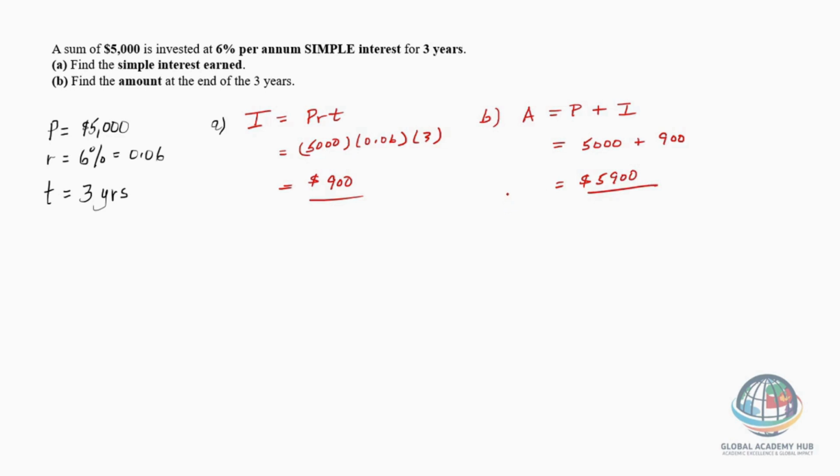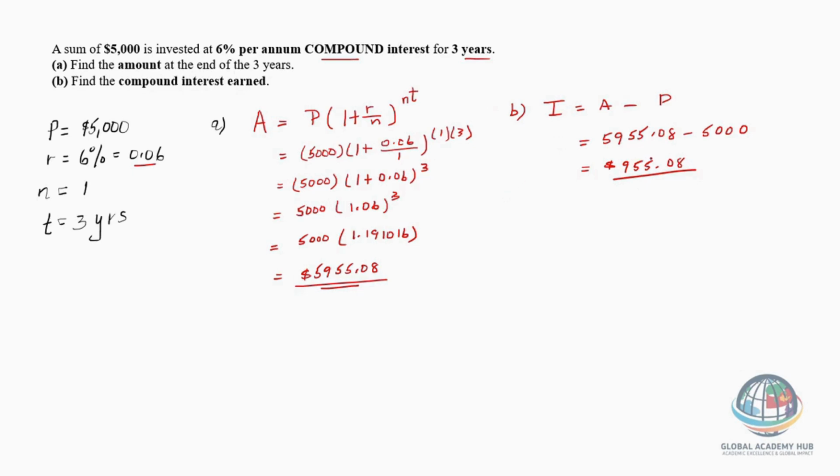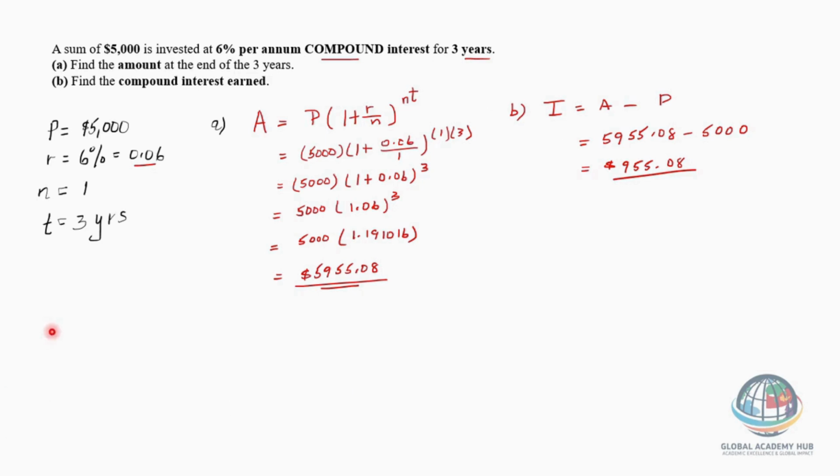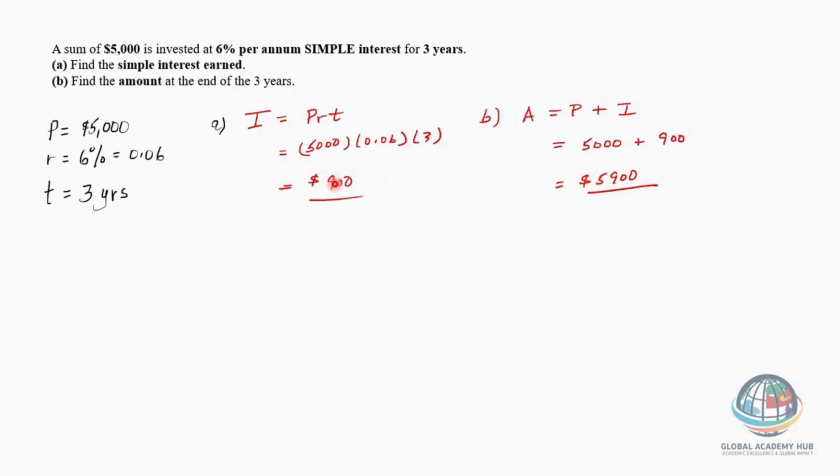Okay. So note the difference between the compound interest and the simple interest. Compound interest, you earn $955.08. Simple interest, you earn $900. So there is a difference.